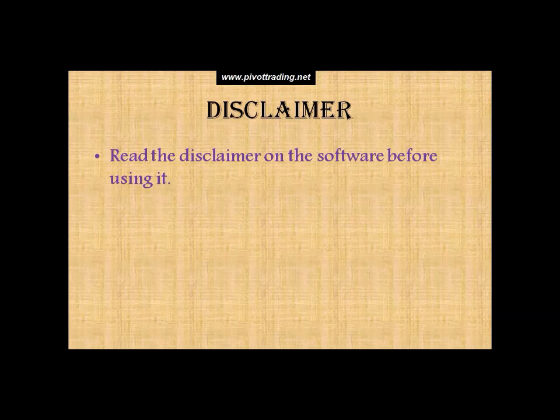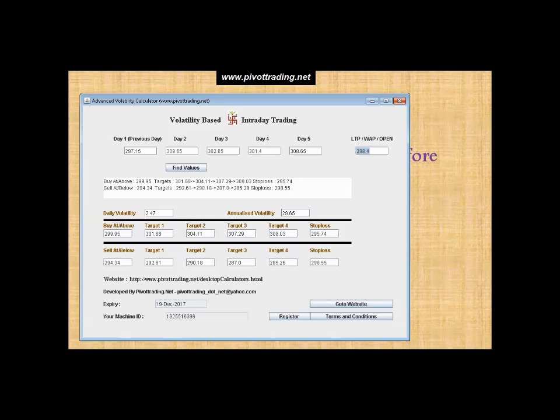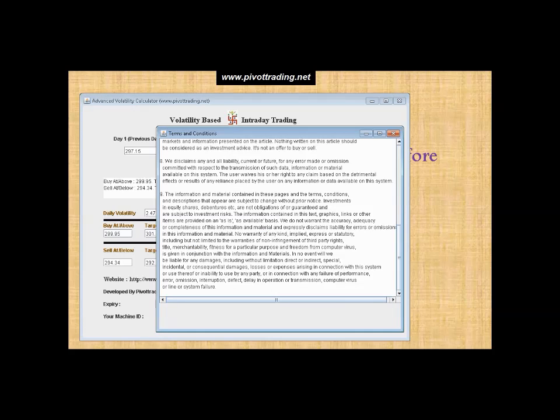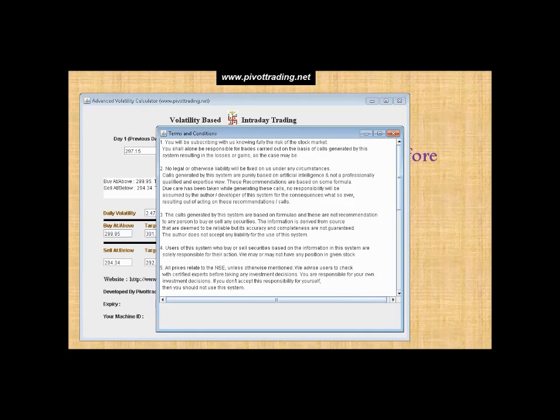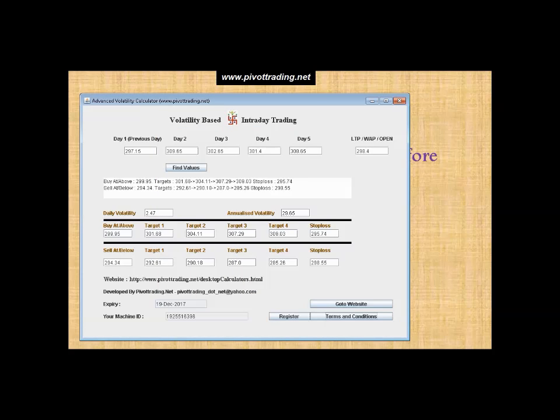Now, disclaimer: please read the disclaimer before using this software. You can read the disclaimer, the terms and conditions, from here. As I mentioned, this is based purely on some mathematical formula of the advanced volatility or implied volatility. But the software can go wrong anytime. The formula can go wrong anytime. Maybe the data coming here may sometimes have some problems. So you can always refer to the terms and conditions or the disclaimer before you plan to use this product.